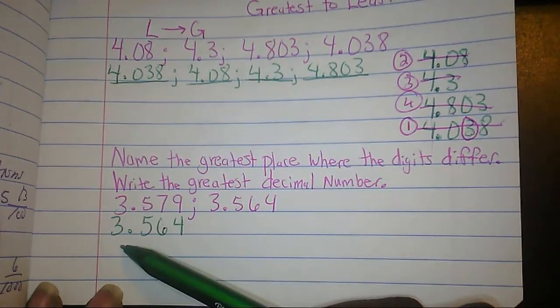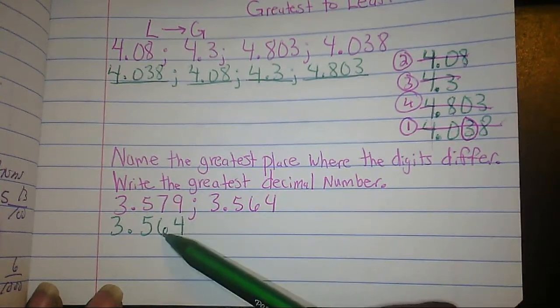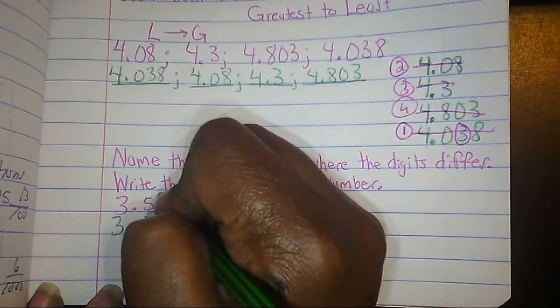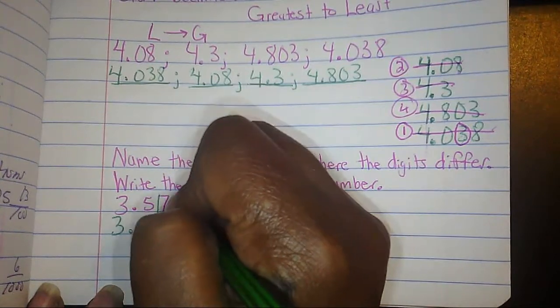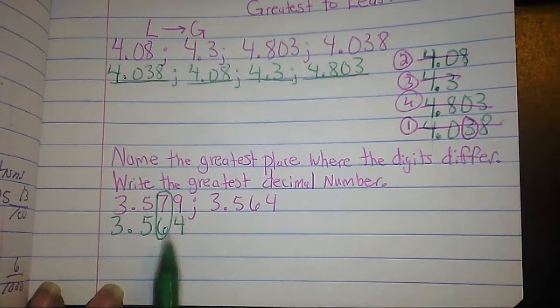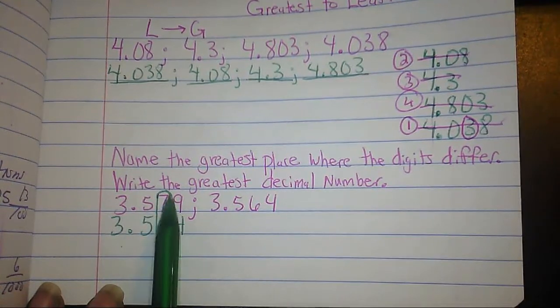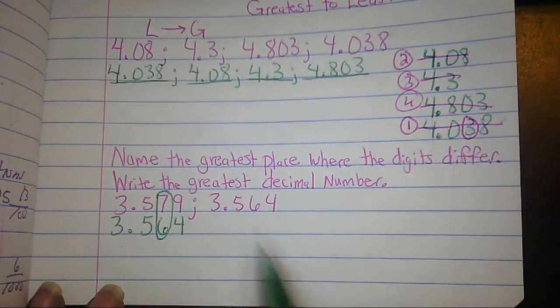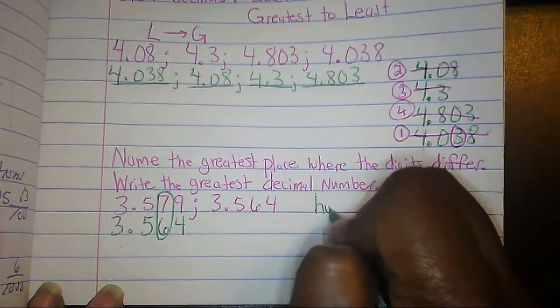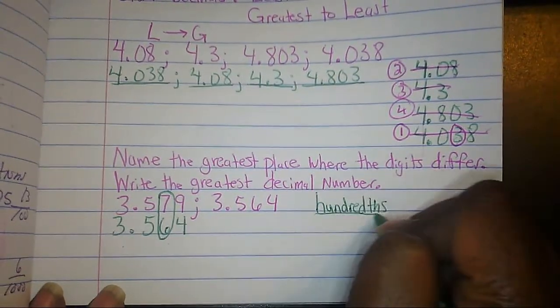3, same in the 1's place. 5, same. 7, 6, not the same. So right here is when it's different. That's what it's asking you. Okay, name the place where they differ. Well, this is the place that they differ. Well, what place is that? So this is the 1s, tenths, hundredths. So the place that they differ is the hundredths place. It's asking me to write that down. I'm going to write the hundredths place.